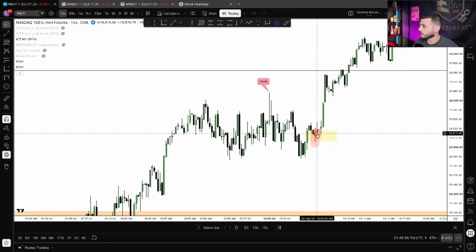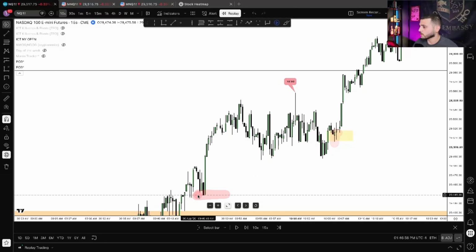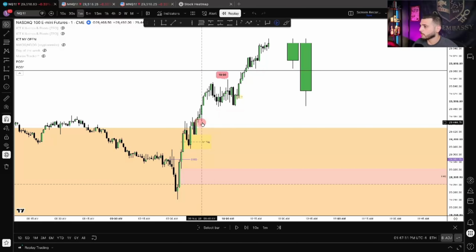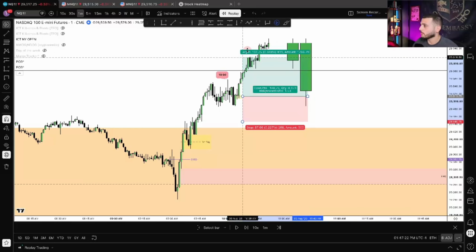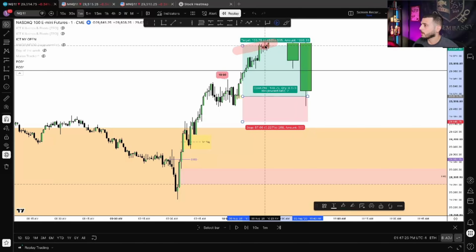So once I get this entry here, stop loss goes below this low right here. On the 1-minute, it would be this swing low right here. Once I enter here, stop loss goes here, and I'm targeting a minimum 2-to-1. That would be the absolute minimum right here, and then profit target hit.